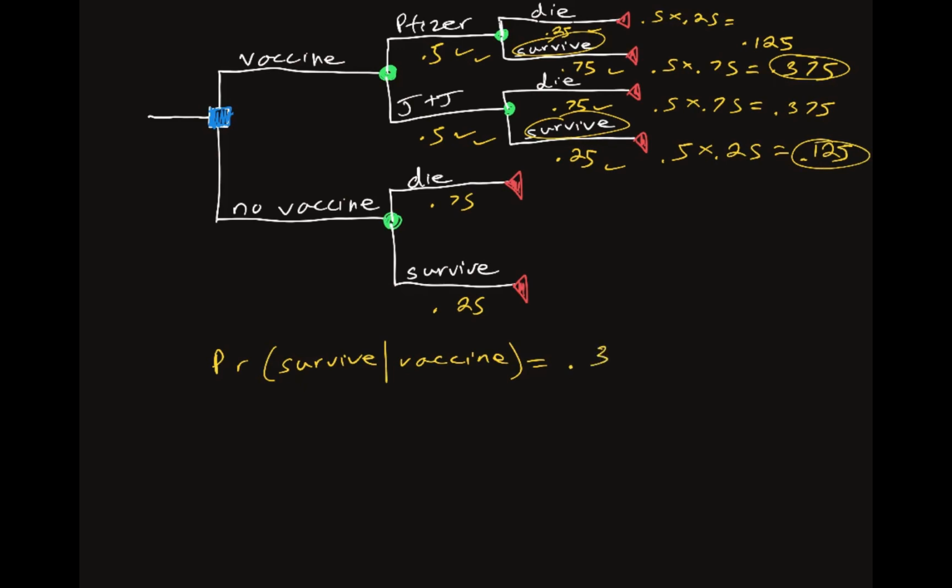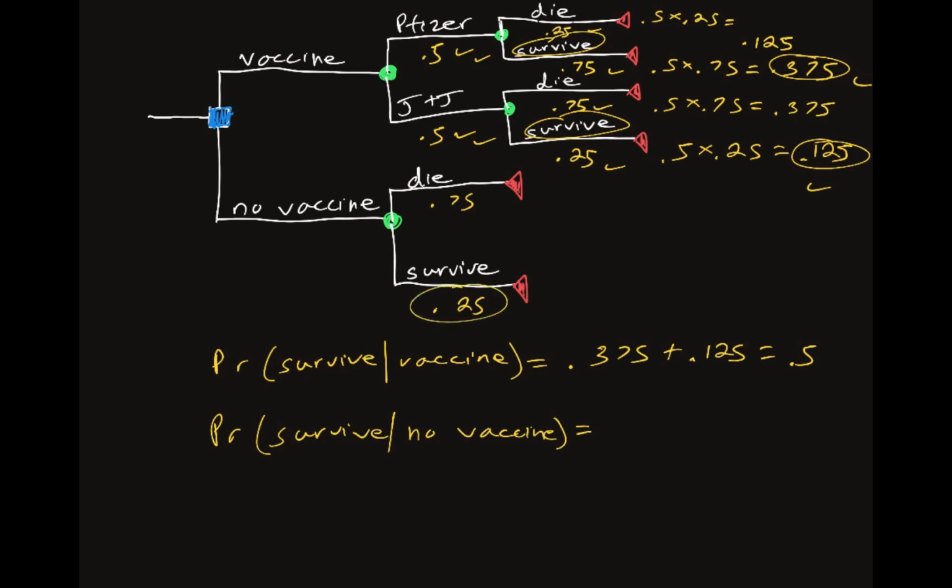And you can see that on the top, the vaccine part, it's 0.125 plus 0.375 plus 0.375 plus 0.125. That's also equal to 1. So these probabilities at the different parts of the tree always add up to 1. You can see me circling the probabilities of survival for the vaccine, because there are 2 ways you could survive with the vaccine. You survive from Pfizer and you survive from Johnson & Johnson. So you add those up, 50% overall chance of survival from the vaccine.